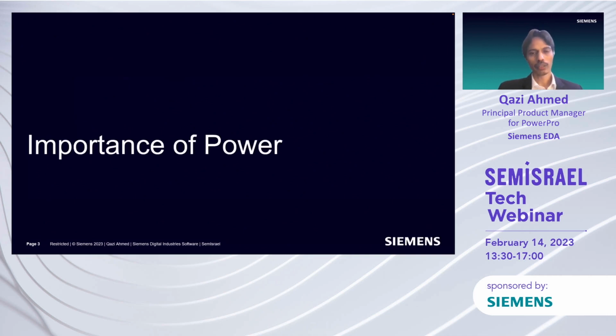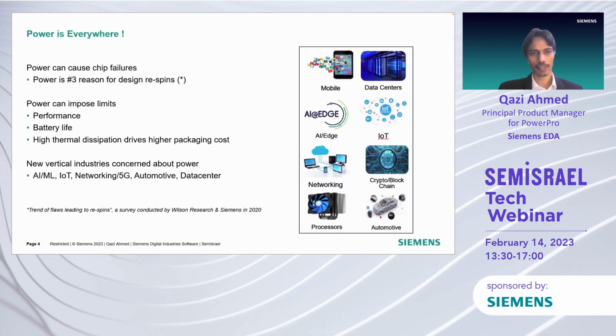So power is everywhere. If you look at the different vertical markets today, power traditionally used to be a concern with mobile phones and handheld devices, but that's not the case now. Power is the #1 concern in almost all vertical markets. You can look at data centers or AI and edge devices, networking companies, even automotive. Power has become very, very important and has taken center stage in the design flow.